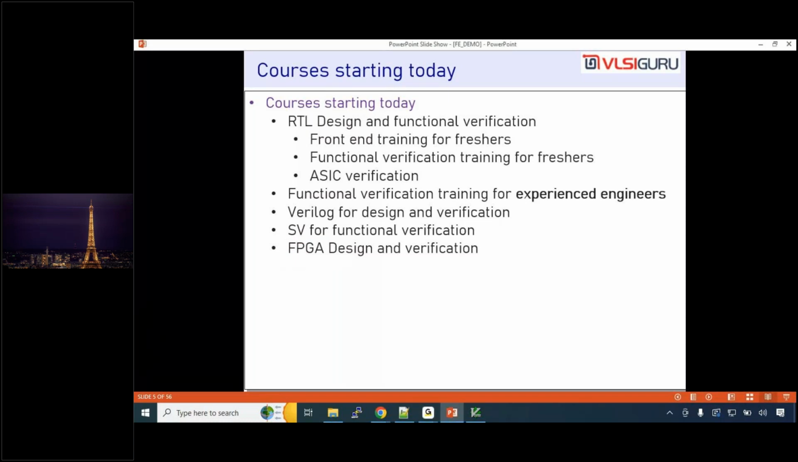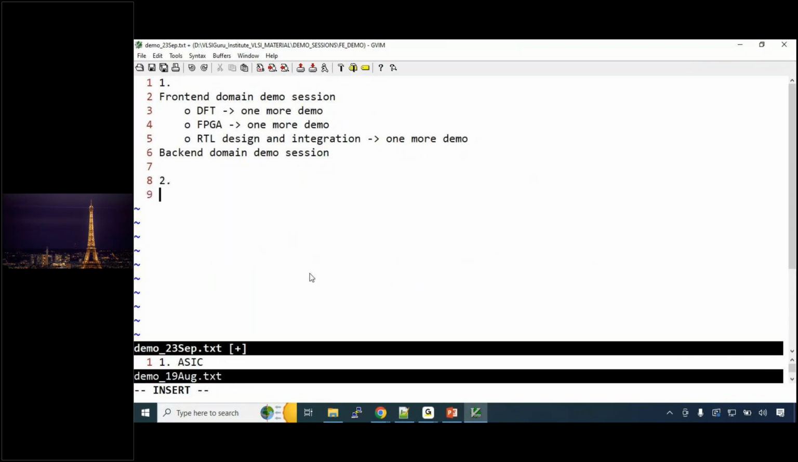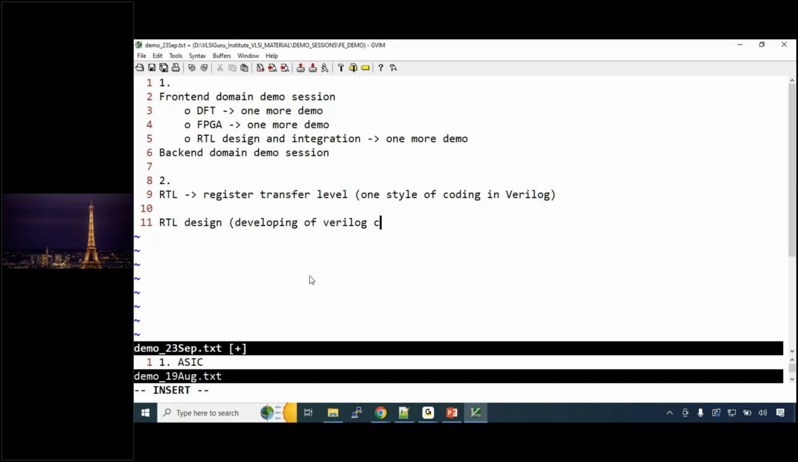Other than that, today we are also starting a course on RTL design and integration. See, when you talk about the term RTL, there will be three kinds of activities in that. RTL stands for what? Register transfer level. It is one style of coding in Verilog. Now, with respect to RTL, three things you can do. We can do RTL design, that is developing a Verilog code for a given design.